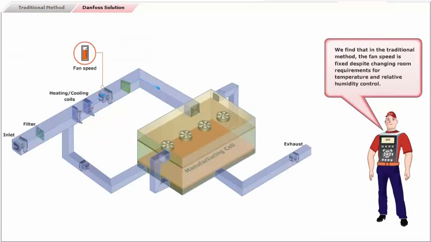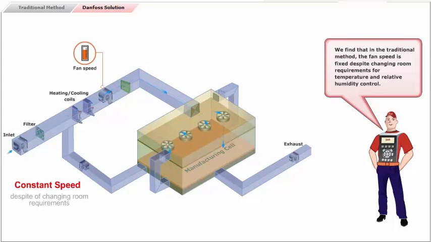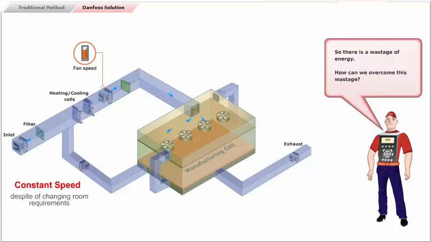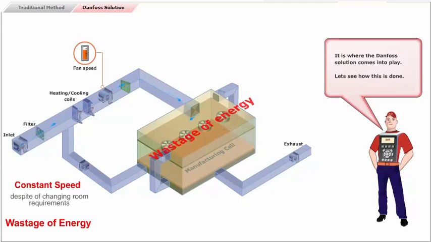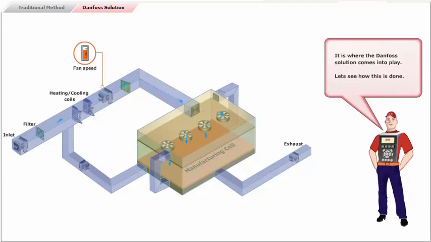We find that, in the traditional method, the fan speed is fixed, despite changing room requirements for temperature and relative humidity control. So there is a wastage of energy. How can we overcome this wastage? It is where the Danfoss solution comes into play. Let's see how this is done.